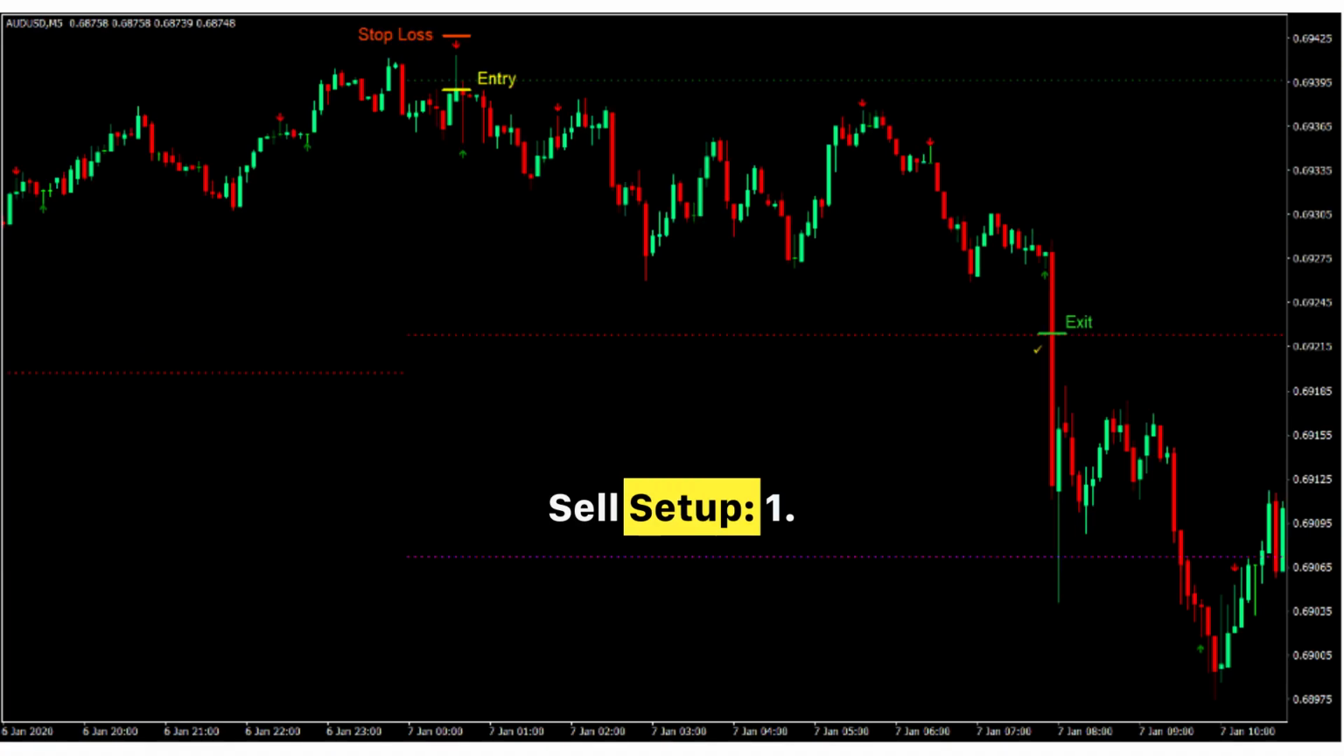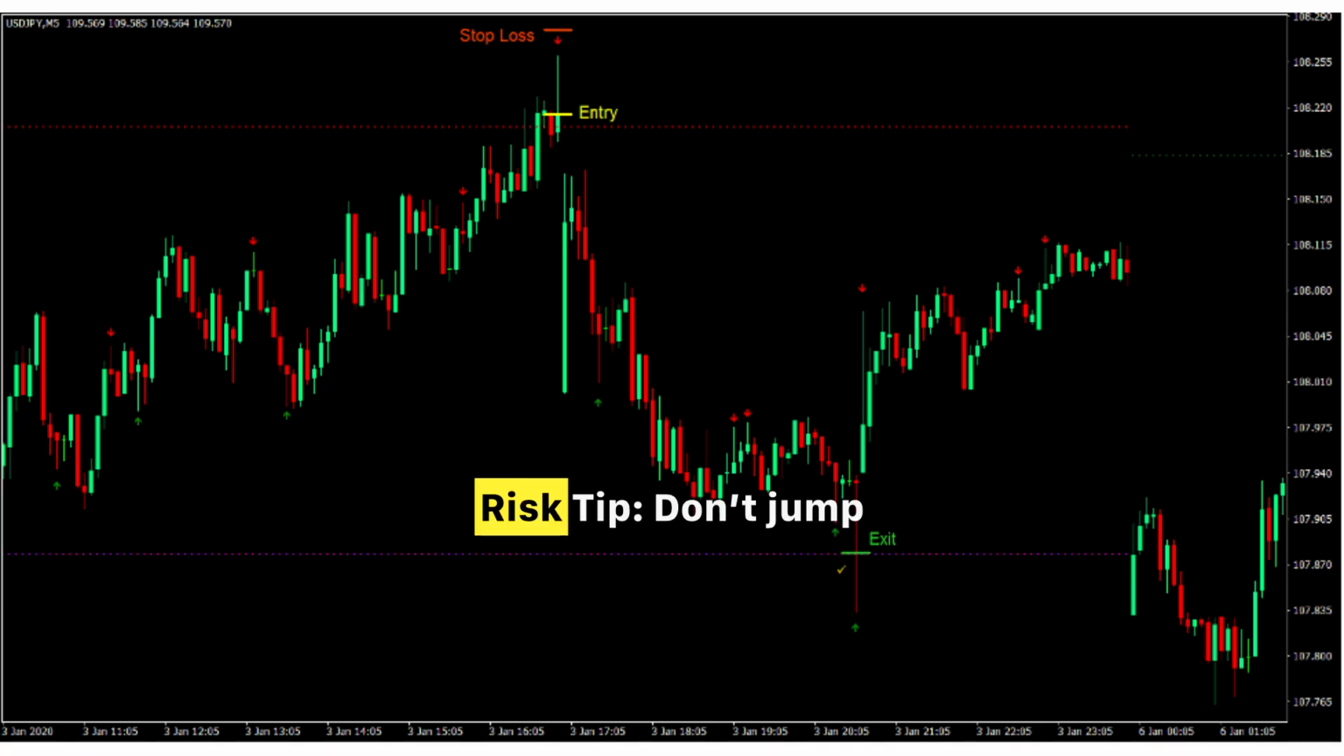Sell setup. 1. Price touches a pivot resistance area, e.g. R1, R2. 2. Price shows rejection, wicks back. 3. Pin bar indicator plots a down arrow. 4. Enter sell.